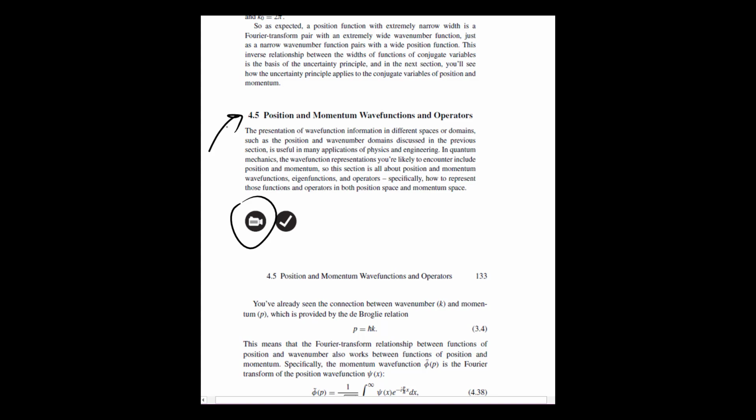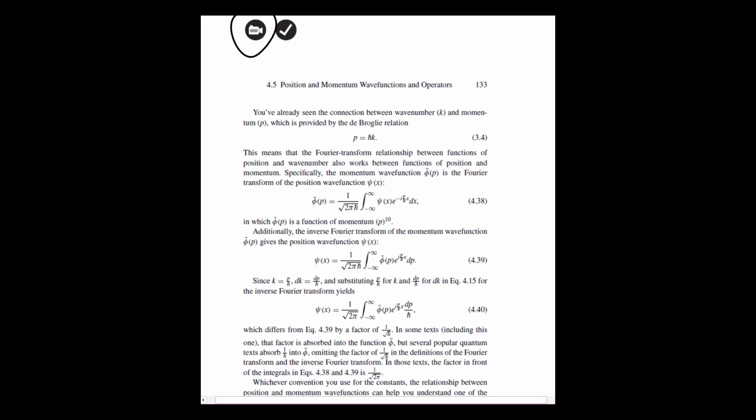The previous section talked a lot about the Fourier transform relationship between position functions and wave number functions, but in quantum mechanics you're more often going to be dealing with momentum rather than wave number. You know how those are related. The de Broglie relation tells you that p is h bar k, and here's how we define phi tilde of p. That is the momentum spectrum that is related to the position function through the Fourier transform.